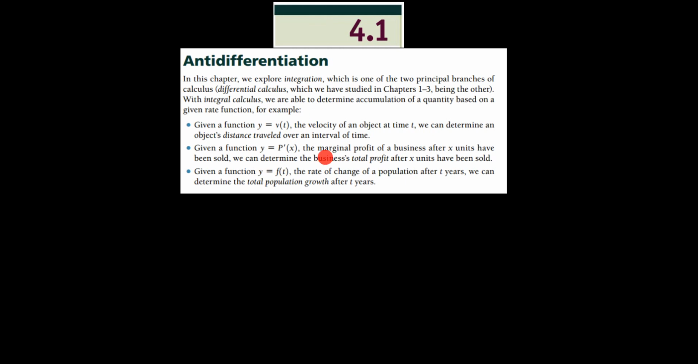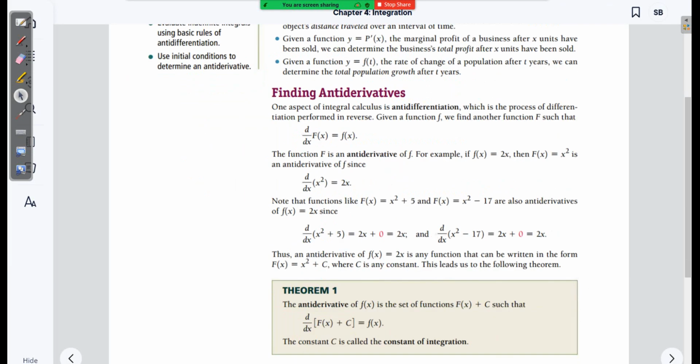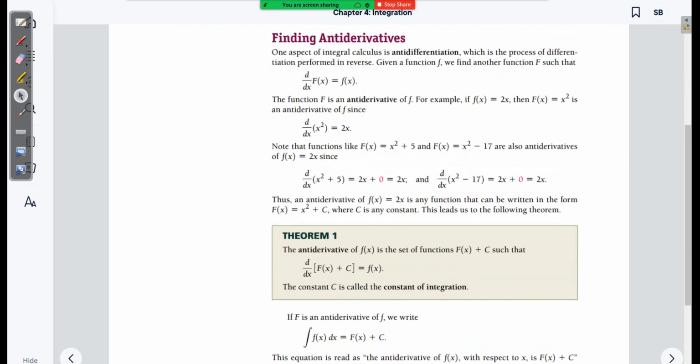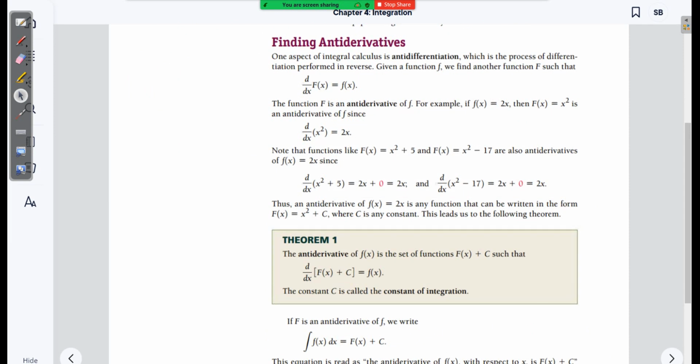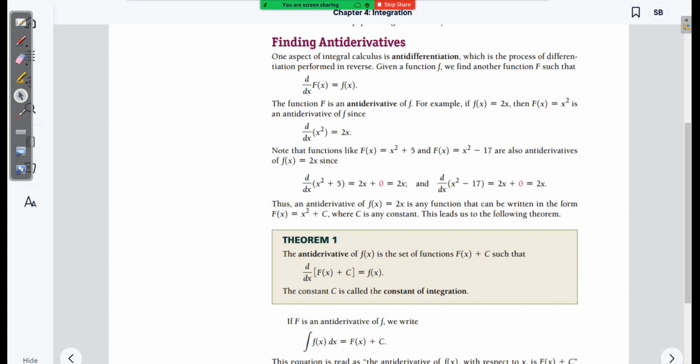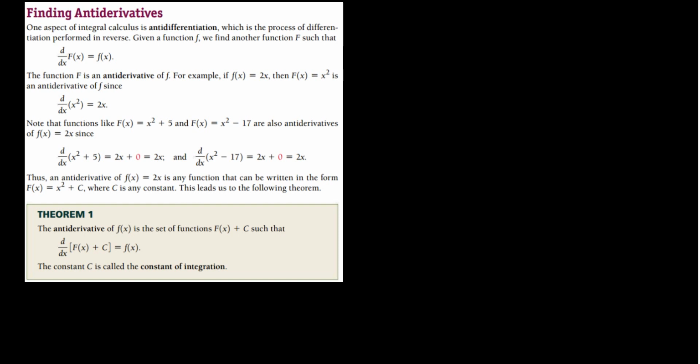Given a function, the marginal profit of a business after X units have been sold, we can determine the business's total profit after X units have been sold by integrating. And of course, the last function, again, we integrate and we can find a function. At the end of this section, we will do a couple of word problems and actually see how integrating works, and how we can determine new functions for any given real world theme.